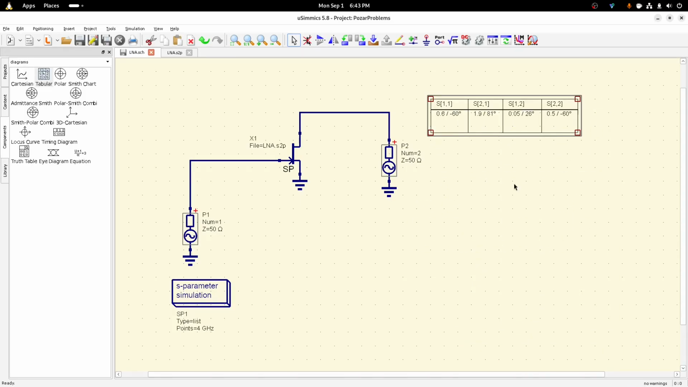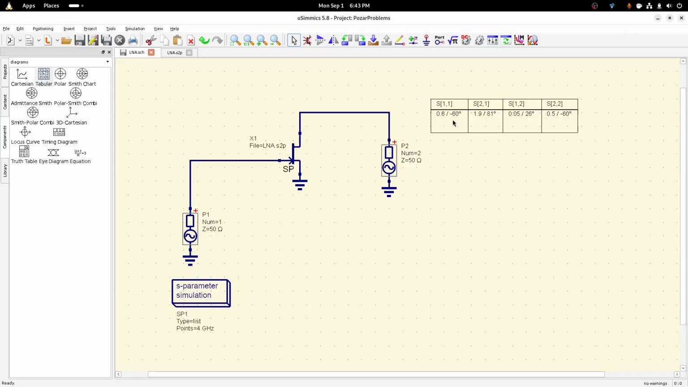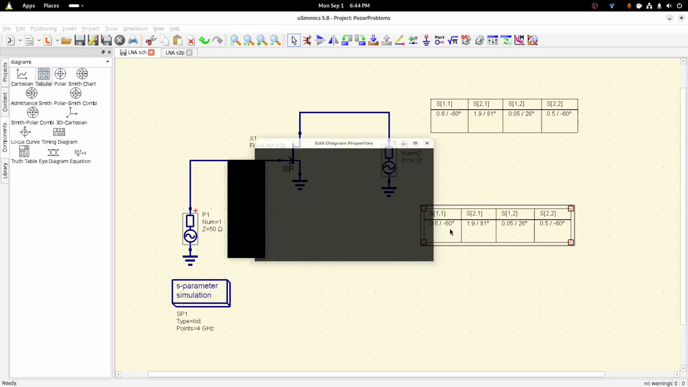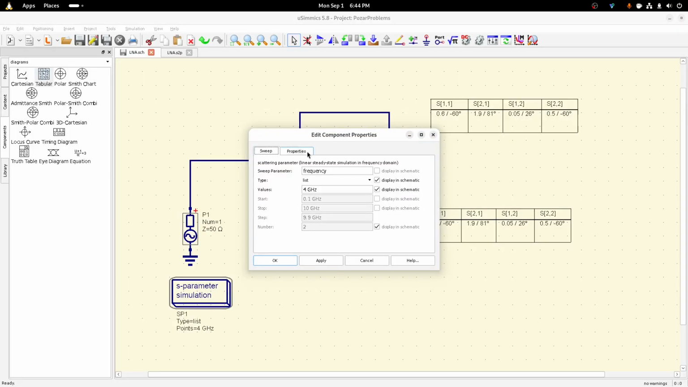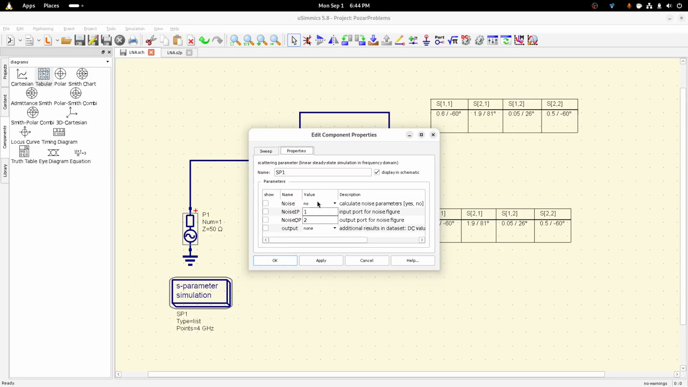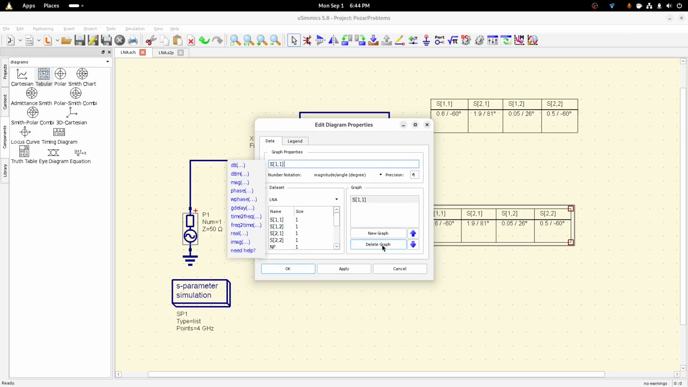We reference this with the book: 0.6, negative 60, 1.9, 81, 0.05, 26, 0.5, negative 60. So yeah, it read it correctly. Now we're going to want to do the same thing. Oh wait, I forgot. First of all, in order for the simulation to actually have noise, you have to check the noise first. I'm so silly. So now delete all this.